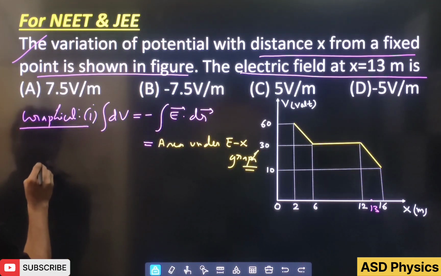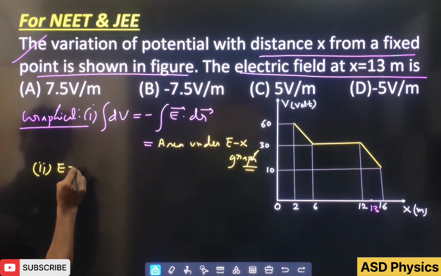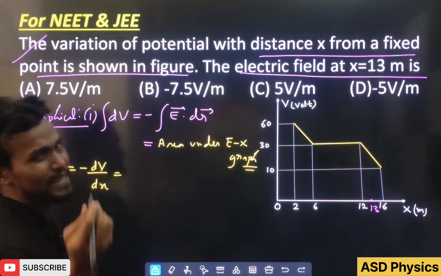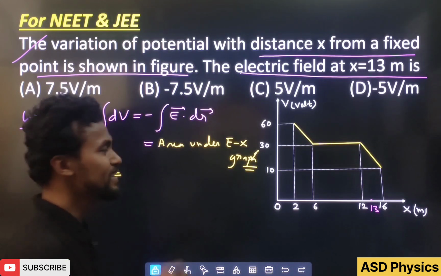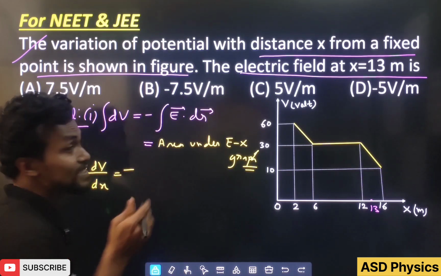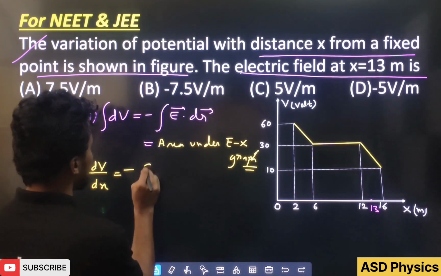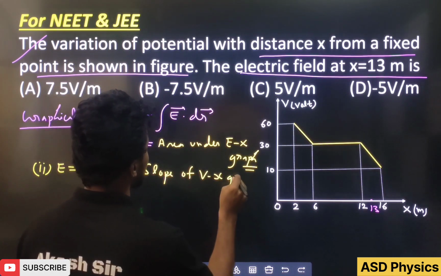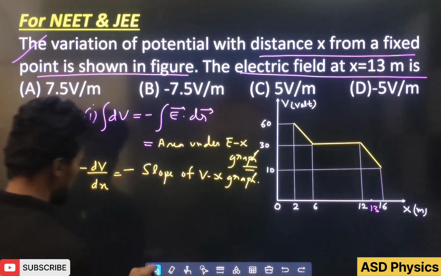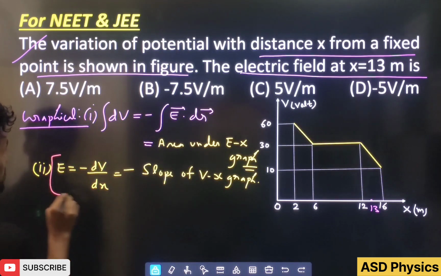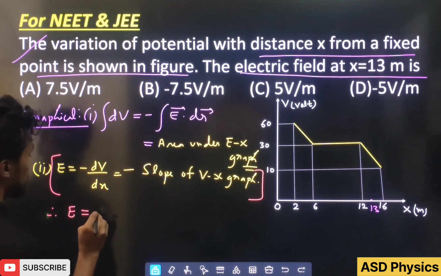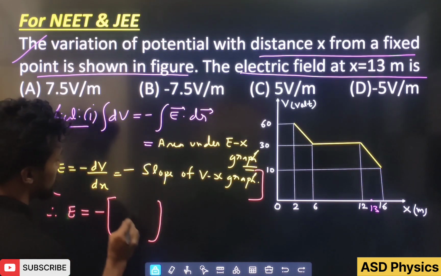Okay, students. Second one, we have done this one here, E equal to minus dV by dx. Now, most of the time this one will be used. Maybe dV by dx, dV by dy, but most of the time this. And what is the significance of differentiation? Slope. That means minus slope of which curve? Slope of the V-x graph. And in this question, students, we have to use this one here. So hence, this electric field is given by minus slope.